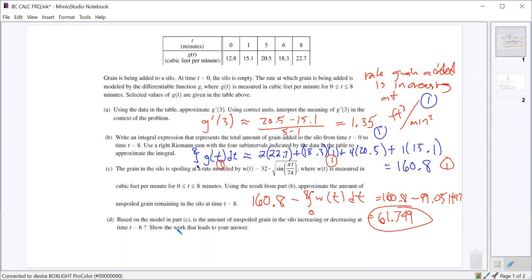All right, part D. Everybody good with part C there? 2 points for that, 1 for the integral, 1 for the answer.